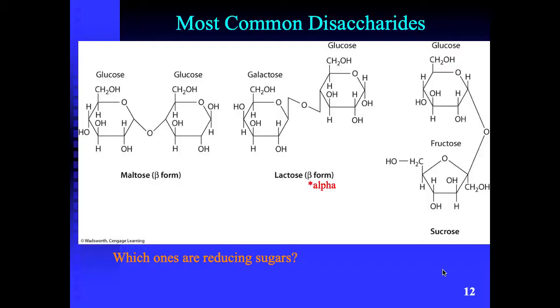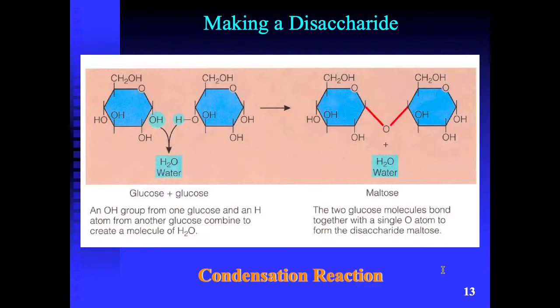Okay, let's do the last part of Carb Lecture 1. All right, so there's a couple things about this. One is how we make disaccharides. And the reaction that's used to make disaccharides is what's called a condensation reaction, just because it generates water. So there's a couple of key points here.